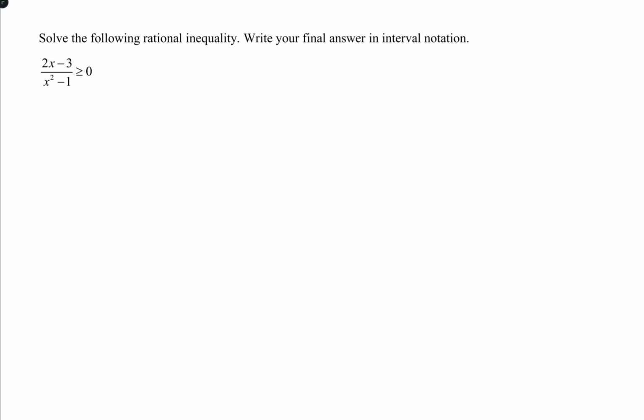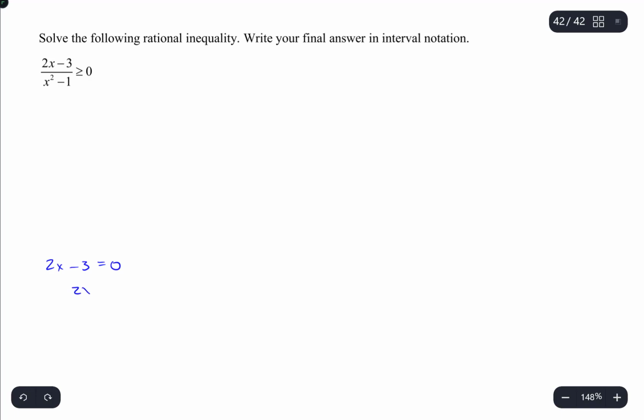and the denominator is 0 as places where the function can change from positive to negative. So zeros of the numerator, if I take 2x minus 3 and set that to 0, I would get 2x equals 3, or x equals 3 halves. Zeros of the denominator, if I set this equal to 0, I get x squared equals 1, so x is plus or minus 1. So that tells me, let's see, I put negative 1 first, then positive 1, and then 3 halves.